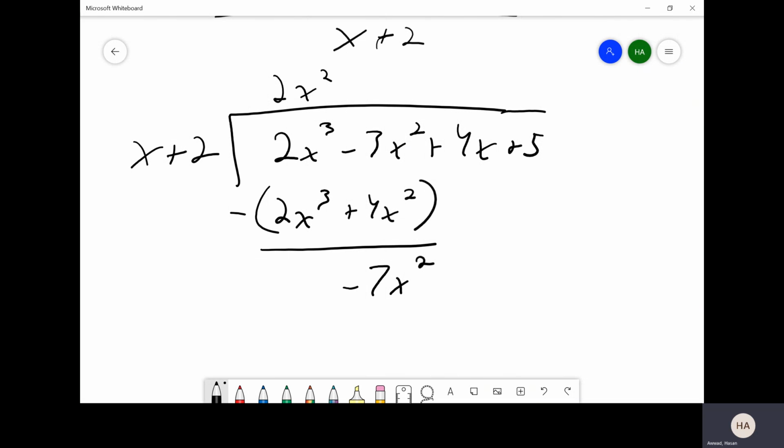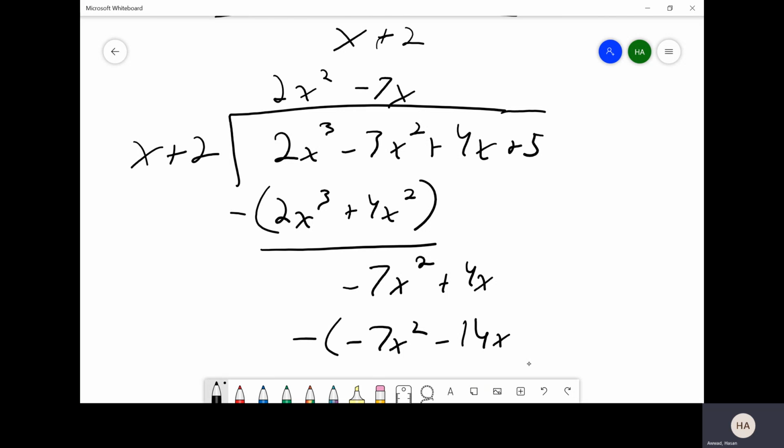That should give us a negative 7x squared here. We bring down the next piece, the positive 4x. The reason I know I'm only bringing down one piece is because I'm dividing by just two terms here, x plus 2. Okay, now we ask, x goes into negative 7x squared how many times? What do I need to multiply by? I need to multiply by a negative 7x, right? Negative 7x times x gives me a negative 7x squared, so perfect. And then negative 7x times the positive 2 gives me a minus 14x.